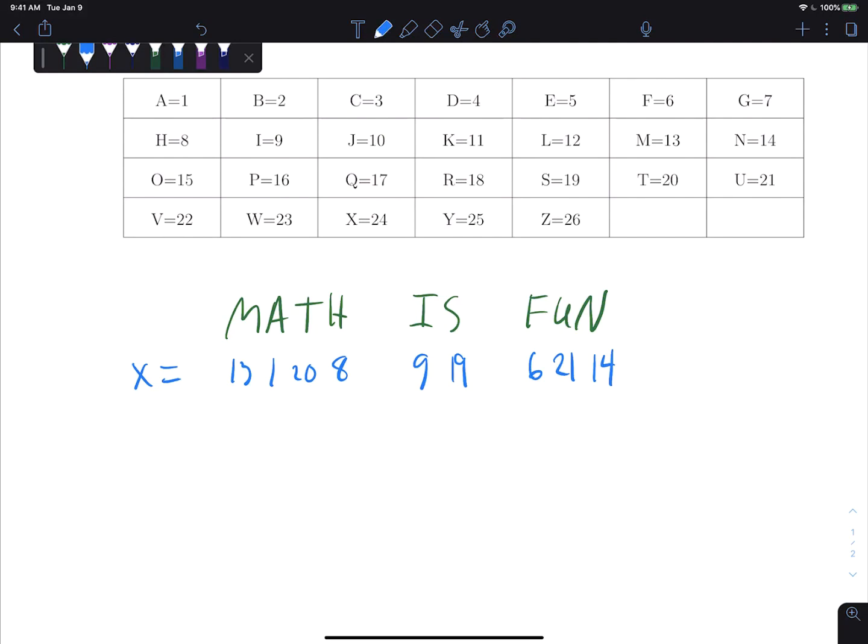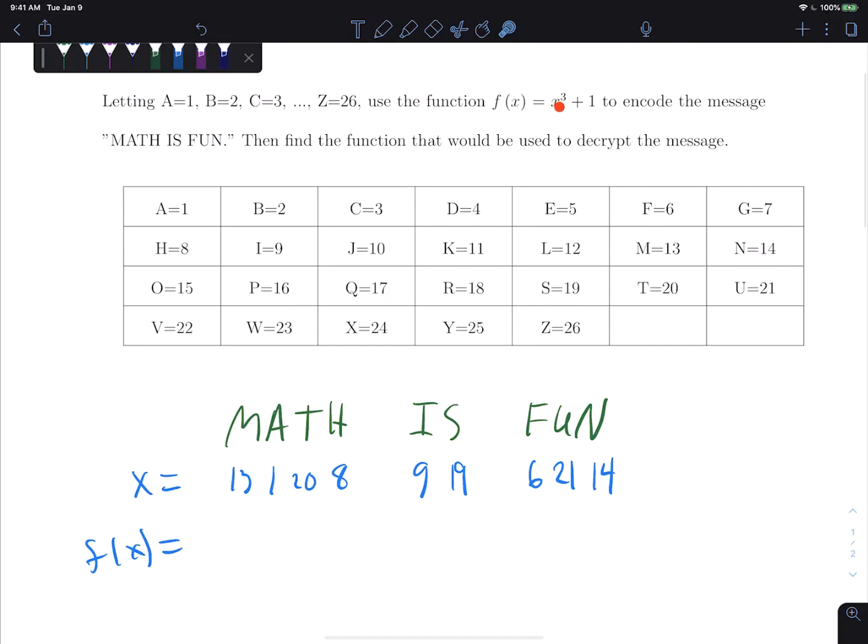So what we're going to do is figure out what f of x is. In other words, we're going to take this 13 and plug it into the function here to figure out a new number. So 13 cubed is 2197, plus 1 is 2198. So that tells me, let's actually use a different color here. Let's use purple. So f of x, that 13 is actually going to be 2198.